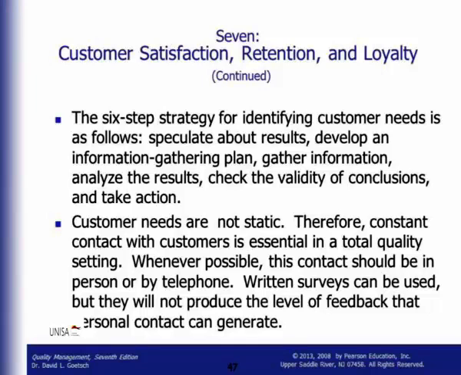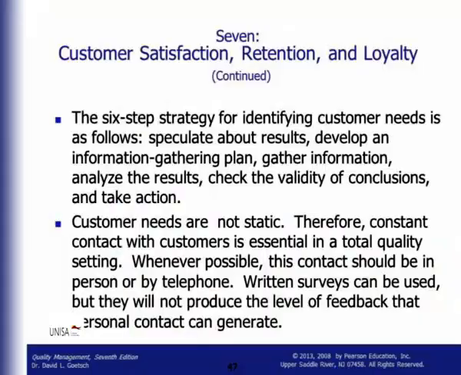Customers' needs are not static. They are changing all the time. So one has to use the continuous improvement philosophy in order to keep abreast with what customers require. Therefore, consistent contact with customers is essential in a total quality setting. Whenever possible, this contact should be in person or by telephone. Written surveys can be used, but they will not produce the level of feedback that personal contact can generate.